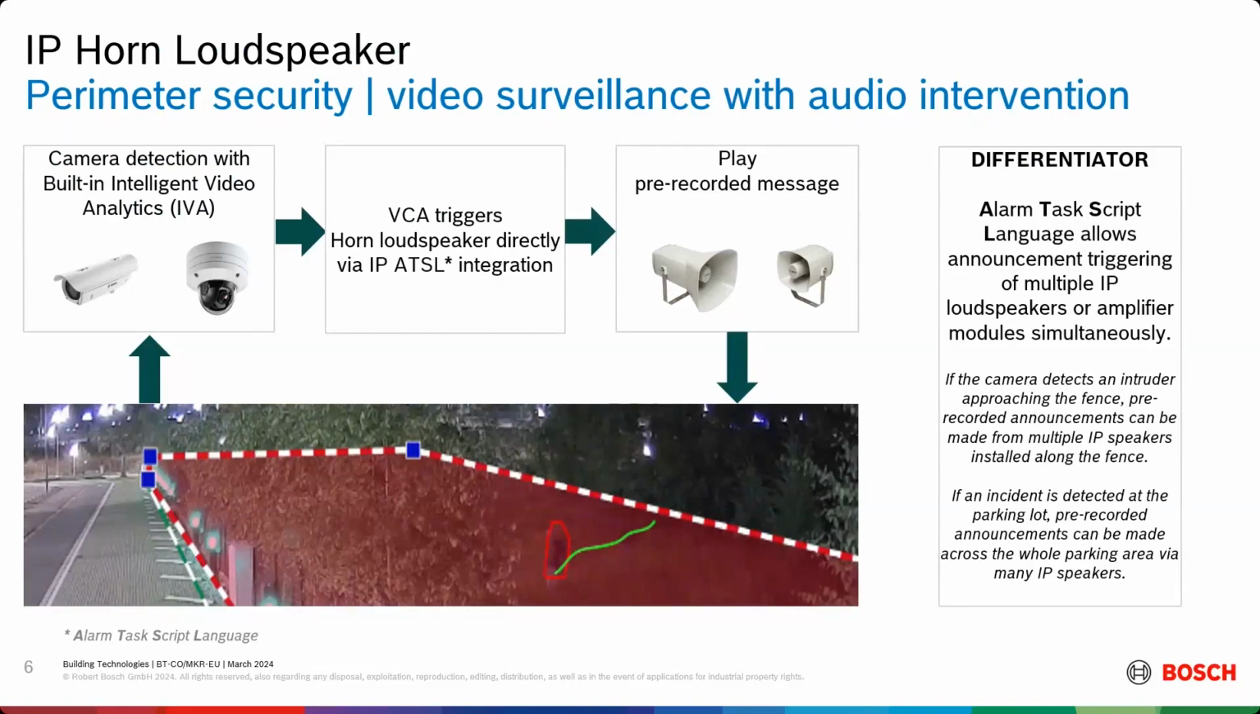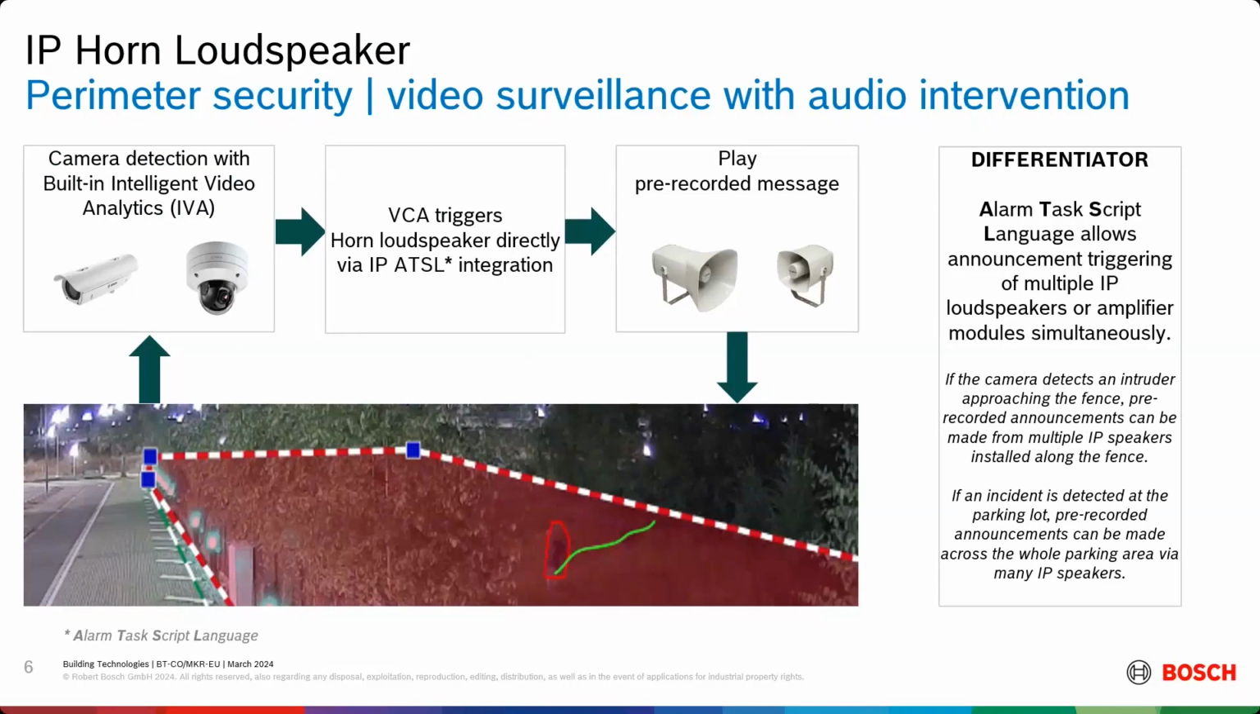Where is this horn typically used? One of the applications where it could be used perfectly is, for instance, perimeter protection. Here you see the example of an IP horn installed on the perimeter fence. If an intruder is approaching the fence, then video analytics will trigger an event in the camera. This event can be used to trigger a pre-recorded message on the loudspeaker.